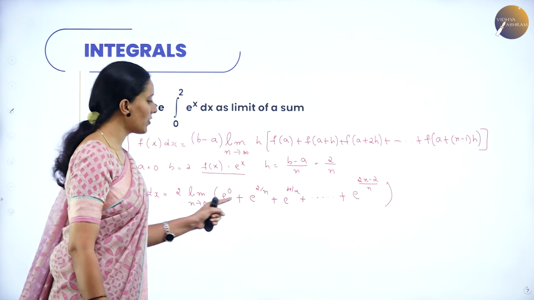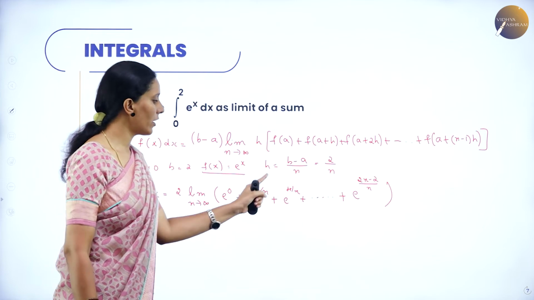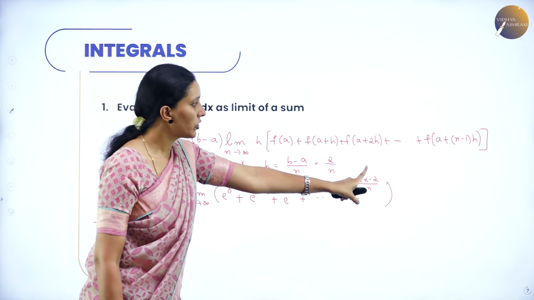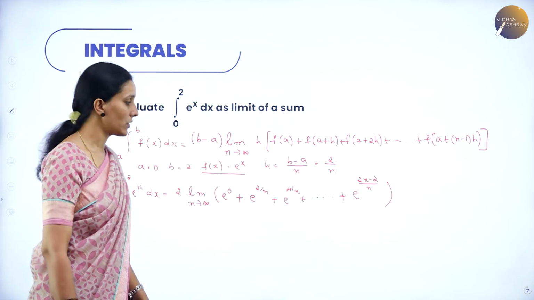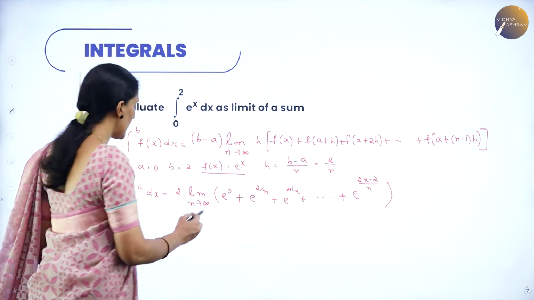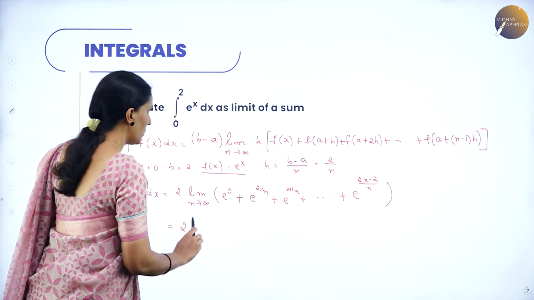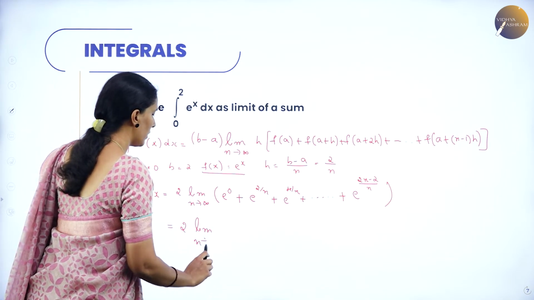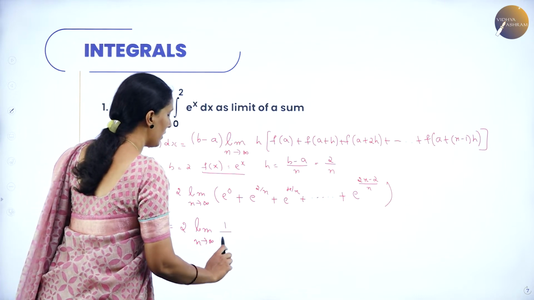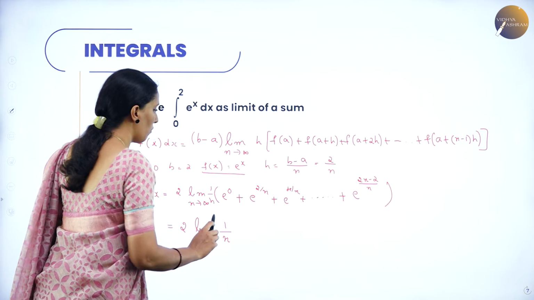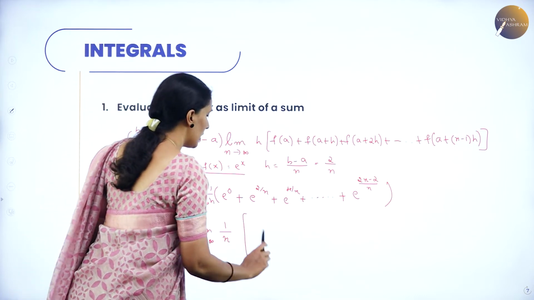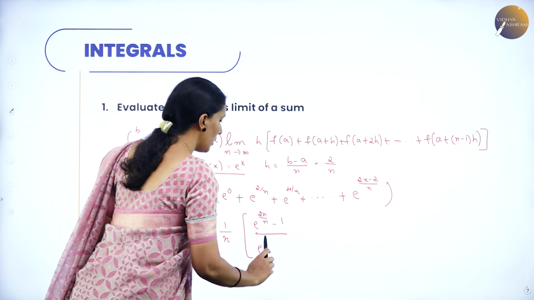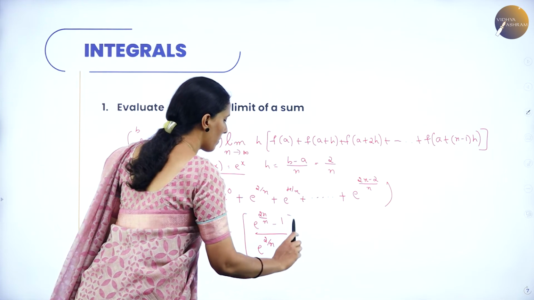Now look here, this is of the form of a geometric series, where the exponents are 0, 2 by n, 4 by n, and next 2h, 3h, which will obviously be 6 by n, and the last one is 2 into n minus 1 by n, which is nothing but 2n minus 2 by n. Now applying the GP sum for this series, we get 2 into the limit as n tends to infinity of 1 divided by n. In the place of h we need to write 1 by n. So this can be written as e to the power 2n minus n minus 1 divided by e power 2 by n minus 1.